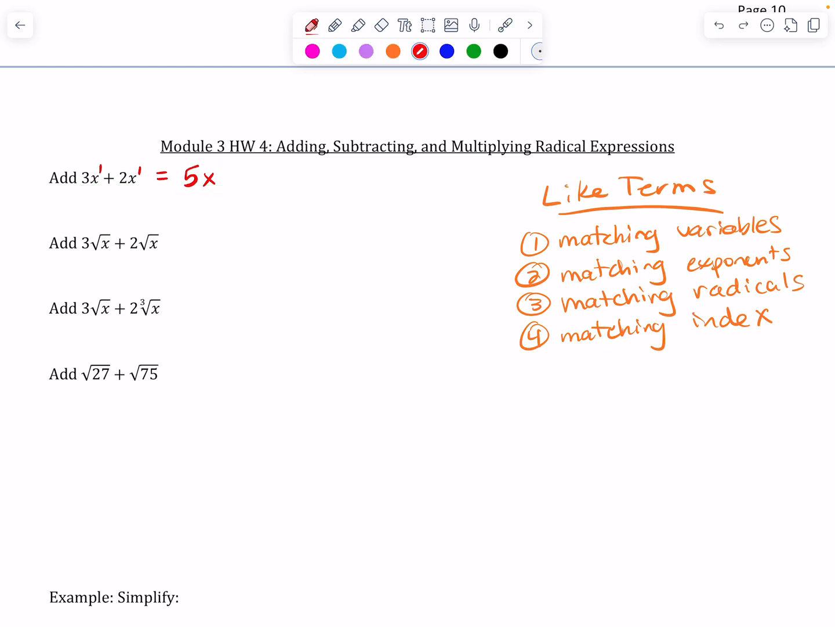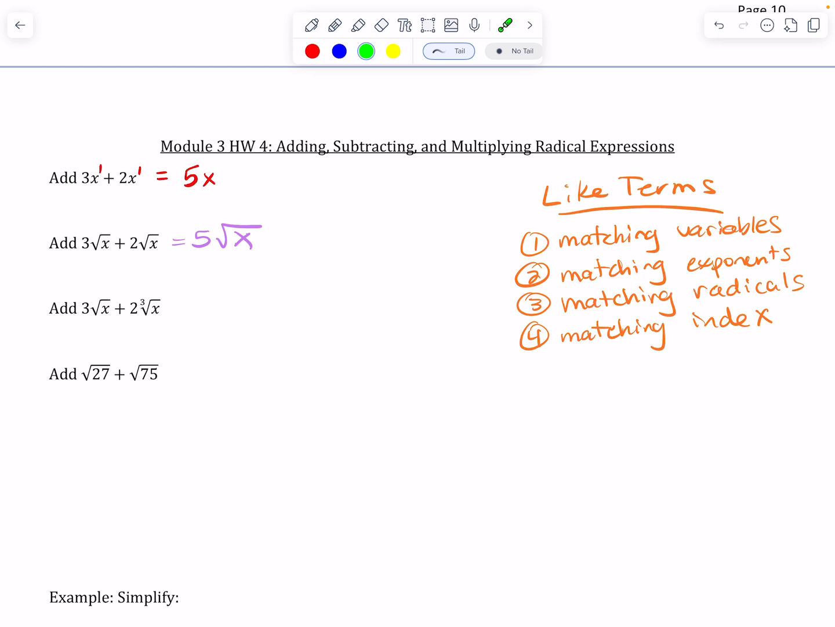So the next one, we have 3 square roots of x plus 2 square roots of x, which is going to give us 5 square roots of x. Notice the radical matches, the variable matches, x and x, and these both have an index of 2. They're both square root. So those are like terms.